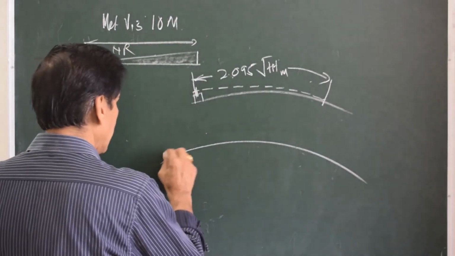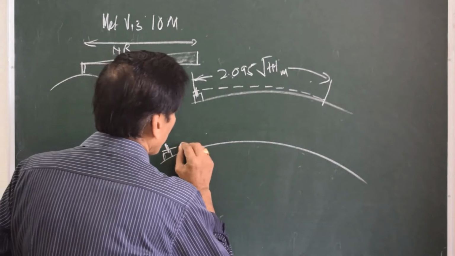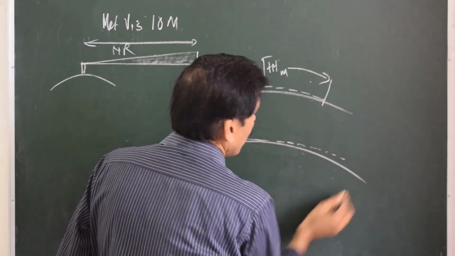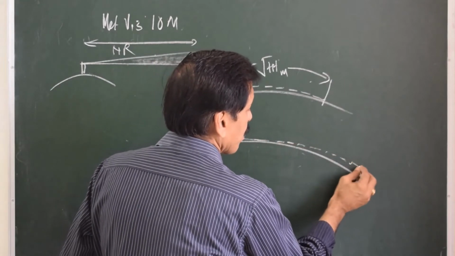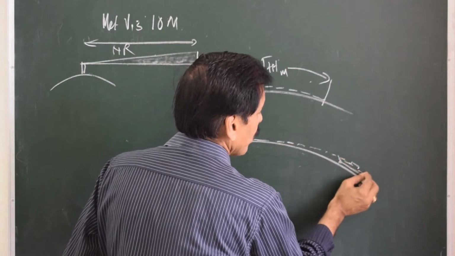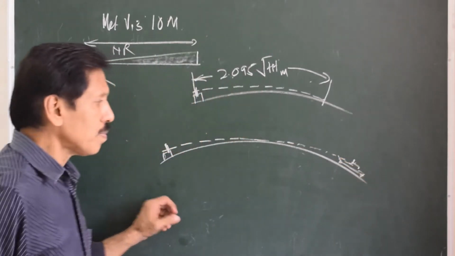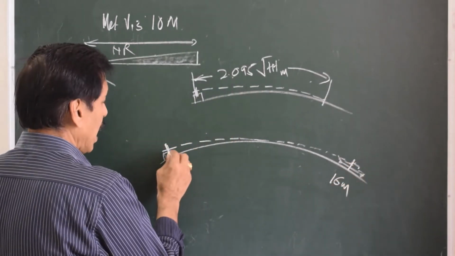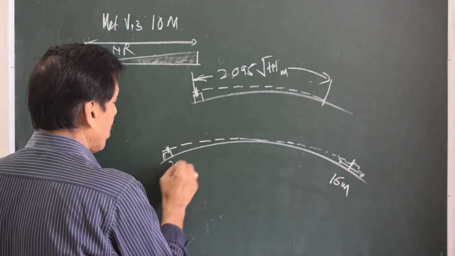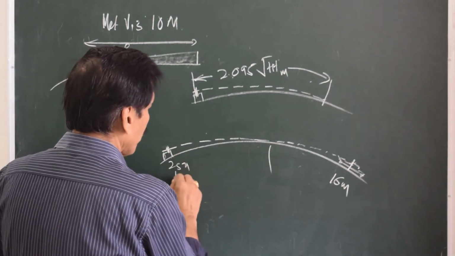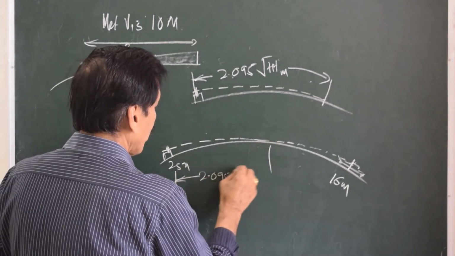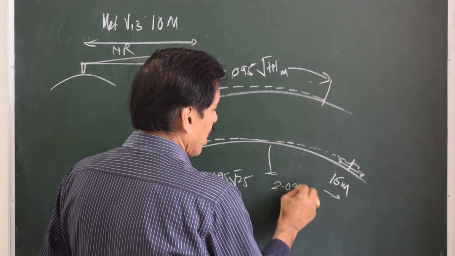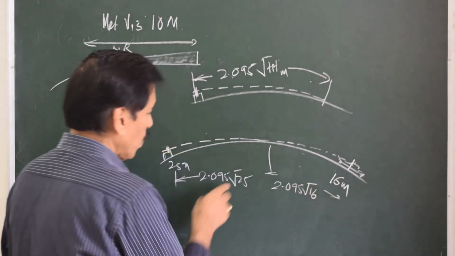Suppose there is an island with a light, traveling in a curved path because of refraction, and after curving further, it reaches the wheelhouse of a ship. Yes, the wheelhouse of the ship. The height of eye over here is say 16 meters. The height of this light is say 25 meters. Now the distance from here to here is 2.095 under root 25, and the distance from here to here is 2.095 under root 16. So this is 4 and this is 5.